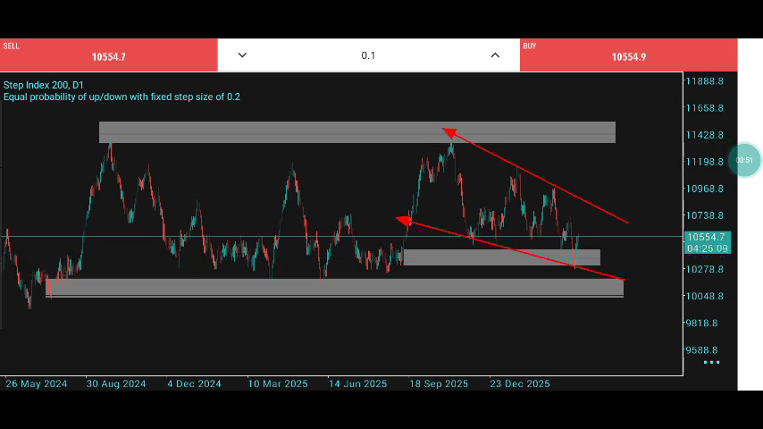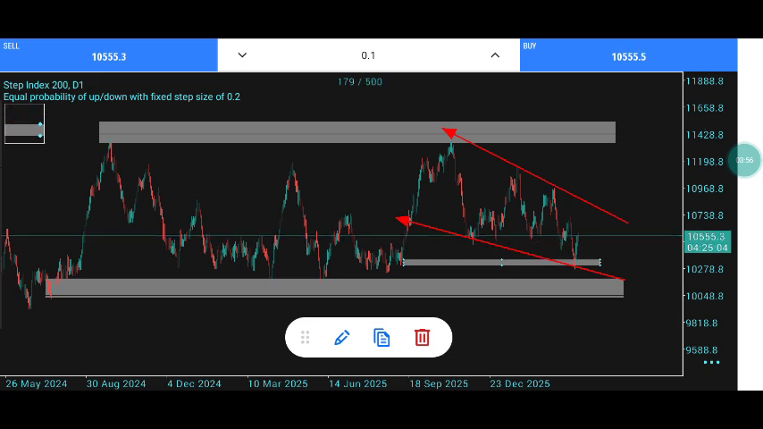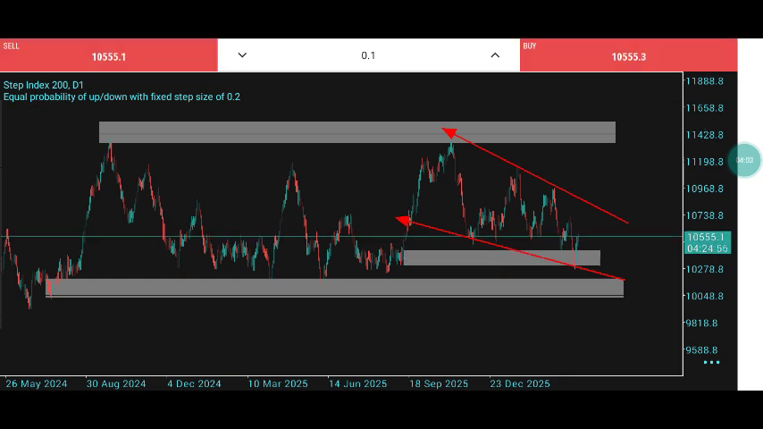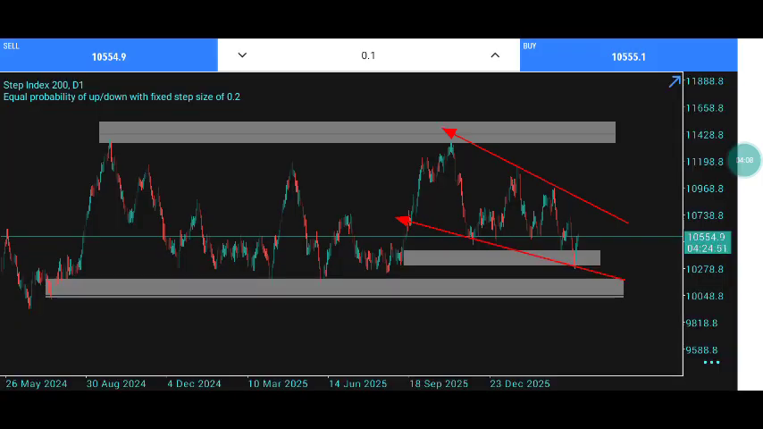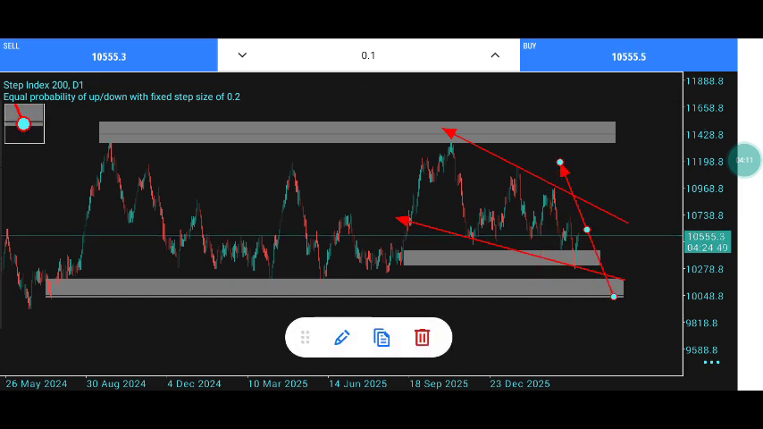According to the strategy I'm showing you, this demand and supply zone that price usually respects has been tested. So what I expect is that the price has now been given a green light to break this trend line and go back to this resistance. That's the first anticipation.